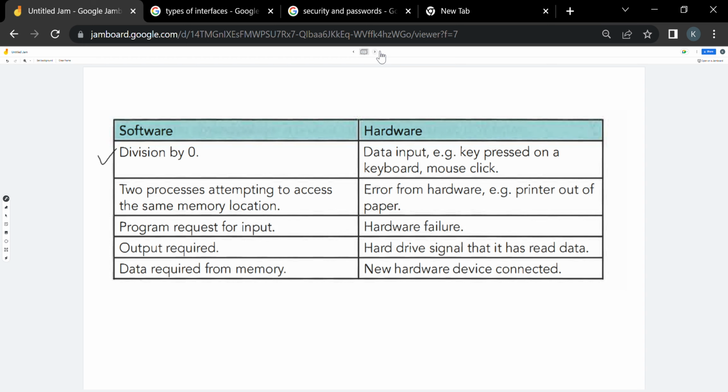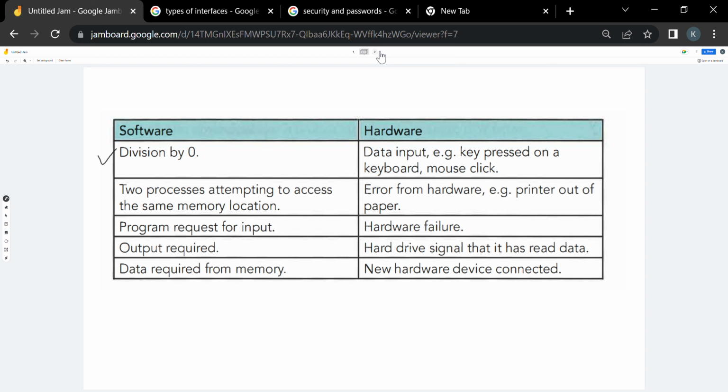Then program requests for input or output are also kinds of software interrupts, and so is data required from memory. It is also possible that if you want to store any data into memory and the memory is running out of space, it pops up with a message that your memory is out of space. Until you delete some data, it will not allow you to enter data into the memory.